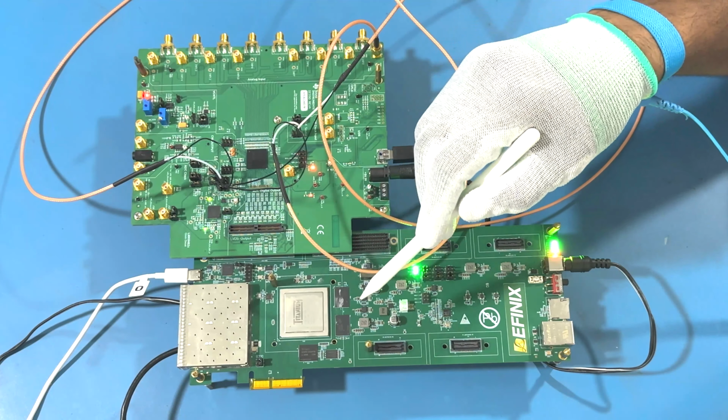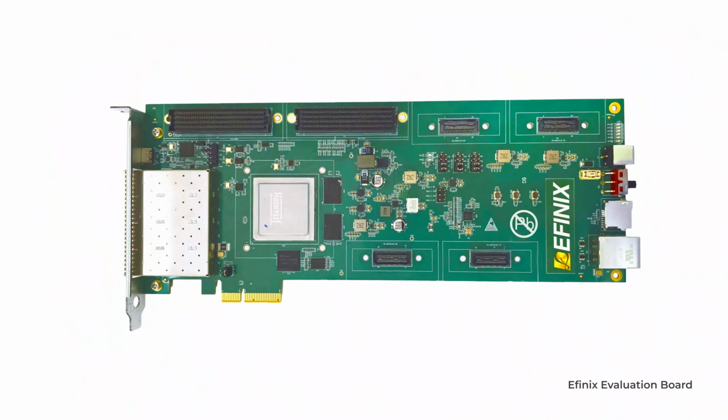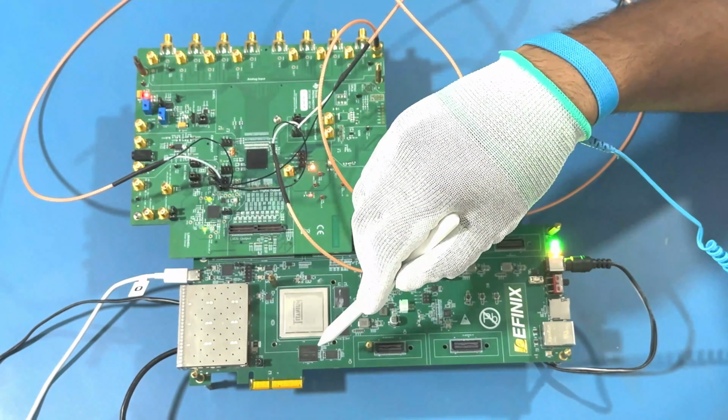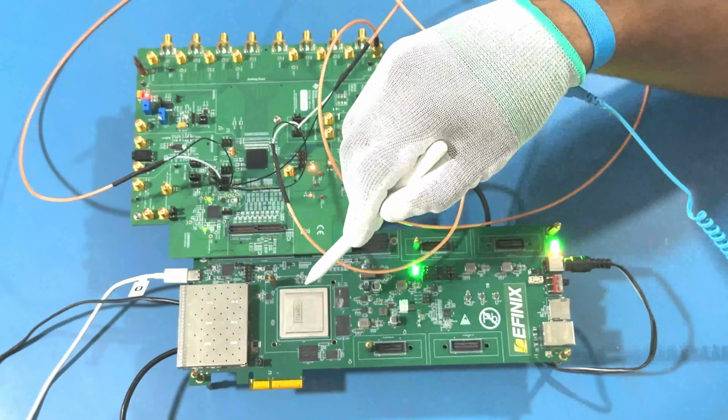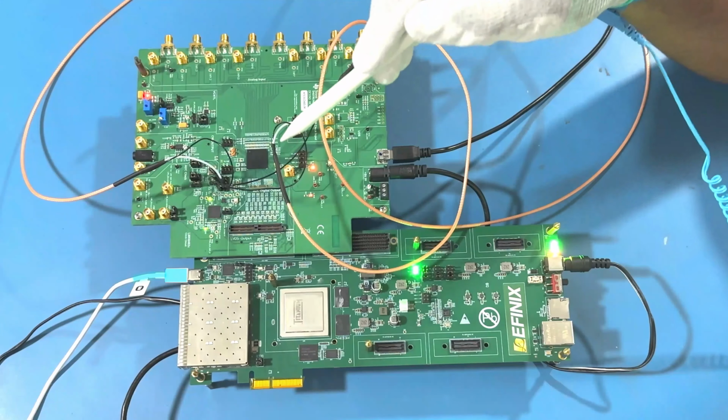In this demo, we have two eval boards. First one is the Efinix eval board, which has a Titanium FPGA from Efinix. Along with that, on the board we have 512 MB of NOR flash, which we use for MCS loading and configuration purposes. The configuration is done through a USB Type-C cable, which is connected to the host PC.